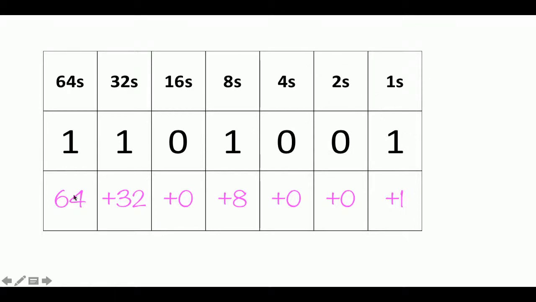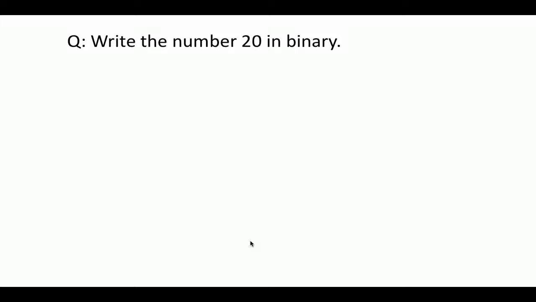And altogether this makes 64 plus 32 plus 0 plus 8 plus 0 plus 0 plus 1. And I recommend you write them out in this way, because then the maths becomes trivial. Okay, you've got to make sure your adding up is right, and it's 105 altogether. So here's a question, write the number 20 in binary.